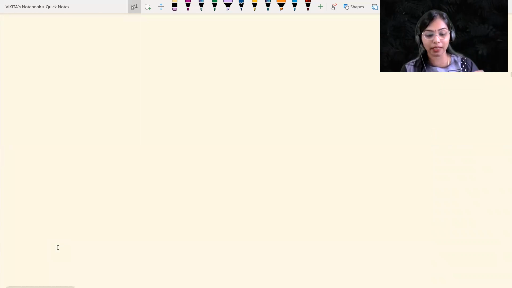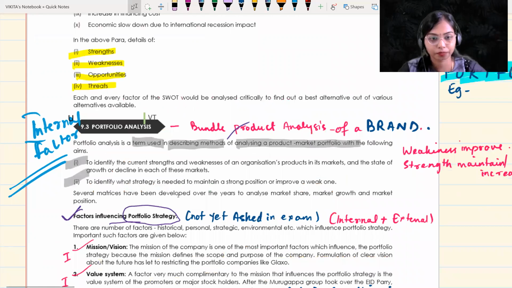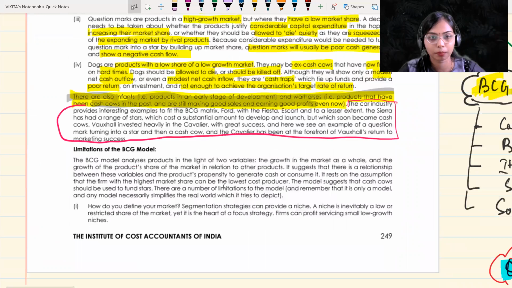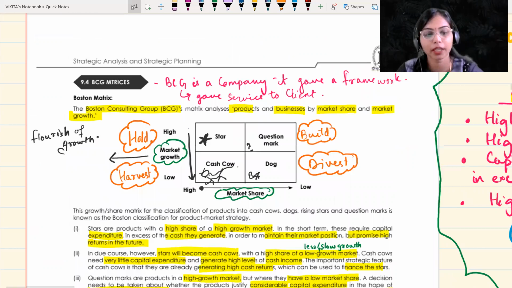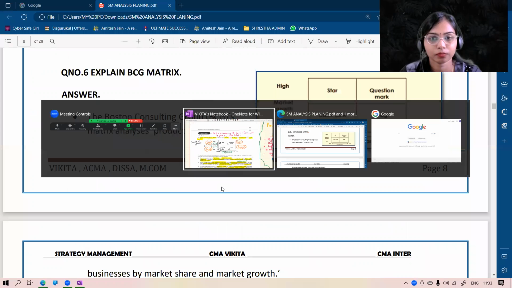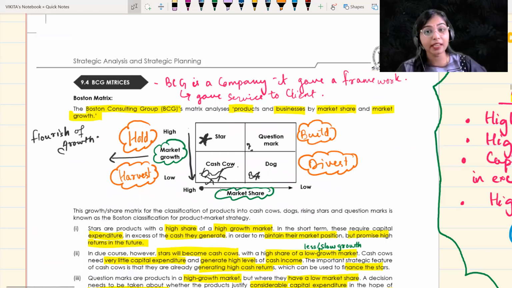If you want, please make a note, everyone. BCG matrix, please make a note, everyone. BCG is a company that gave a framework and gives a service to clients, and the client was so satisfied that this became a matrix. Got it?